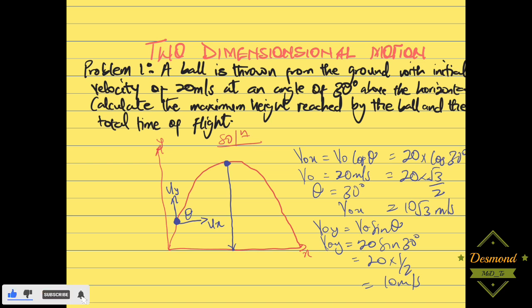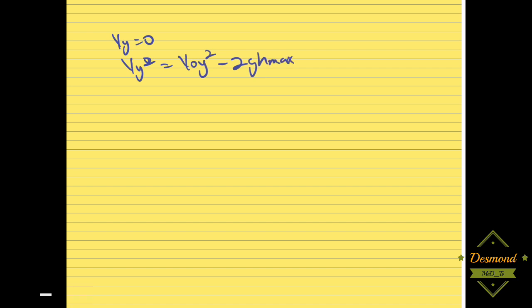Now the next thing that we need to do is to go to what we are asked to find. That's the maximum height. Now to find the maximum height, we use the vertical motion equation. So at the maximum height, the vertical velocity is 0. So we use the kinematic equation, which is Vy squared equal to V naught y squared minus 2 g h maximum. So the Vy here is the vertical velocity, right? And our gravity here, g, is 9.8.